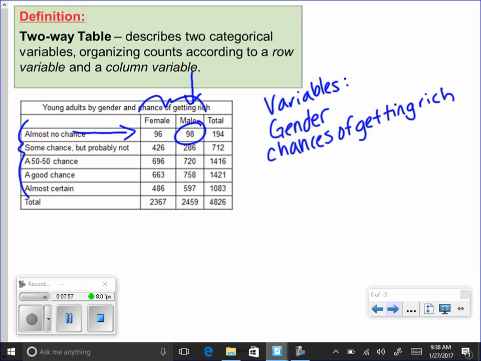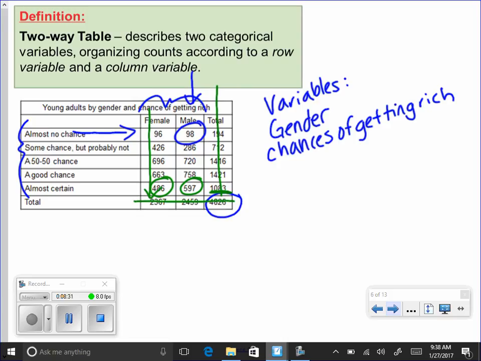The total, how many they asked, can be found in the bottom right-hand corner. Now I'll go ahead and tell you the total columns are not always given. So if you're not given this or this, then you may have to find those totals yourself. So you would just add up 486 plus 597 to get that number here. Or you might have to add up all of these to get the number down there. But make sure when you have a two-way table, the first thing you should do is find all your totals.